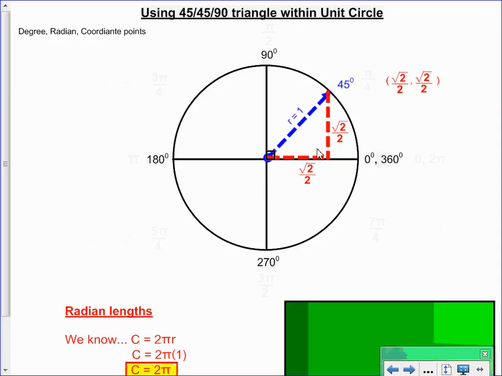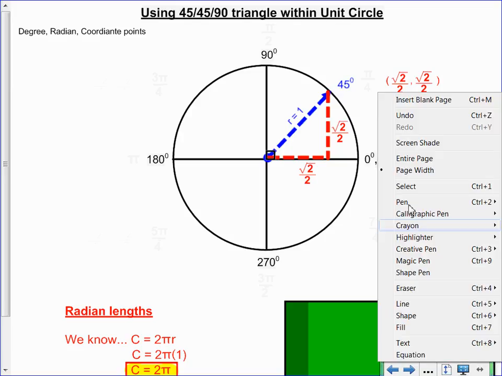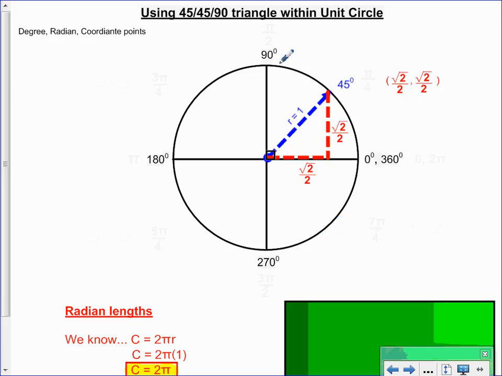The next 45, so right here would be 90, right? And we already know the coordinates at 90 are 0, 1. So we should already have this one. Okay, then 45 degrees later, you're at 135.